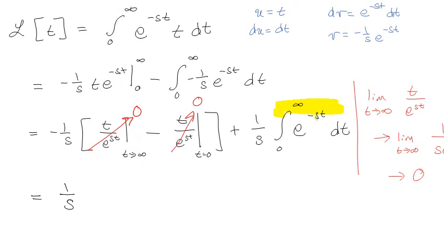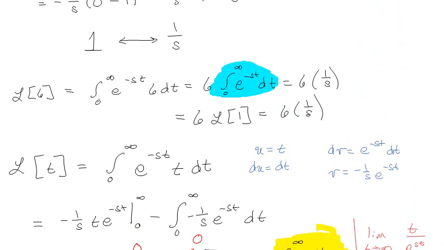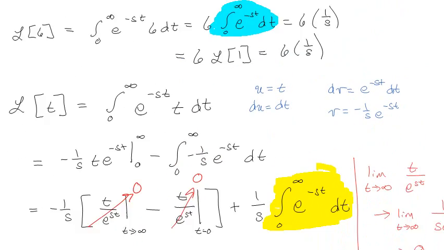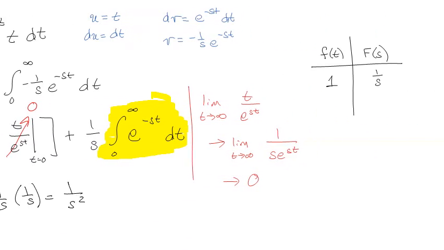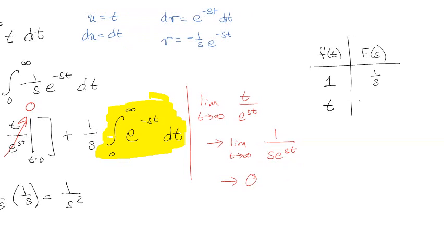Now, I have e to the minus st dt. That's the Laplace transform of 1. And that's just something that theoretically you should be able to recognize, or you can just scroll up. There we go. And see that it's right there. So that's the Laplace transform of 1, which I knew is just 1 over s. So it's 1 over s squared. So I can say, adding to my table, that the Laplace transform of t is 1 over s squared.